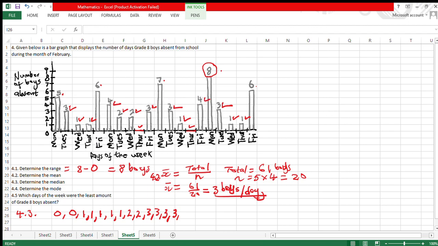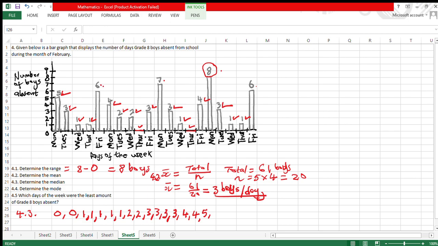1, 2. About 2 4's. So let's write 4, 1, 2. And then the next number after a 4 is a 5. I think we have 1 5 only. Yes, that's correct. 5.